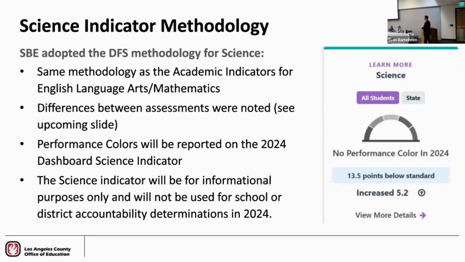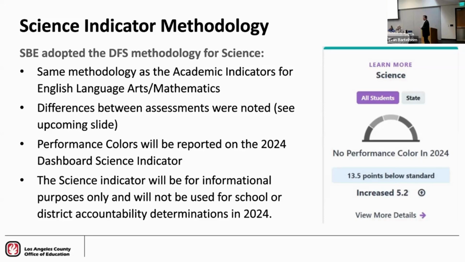There are no performance colors being reported this year because it's not being used for accountability purposes, but they will have both the status and the change. And you can see on the right, this is an example of what you would expect to see from what they call the baseball card. So it'll be similar to if you had not enough students, right? You won't have any colors, but it's going to give you your status. It's going to give you your change from the prior year. And you can click on the more details to get down into the student group performance across these things.